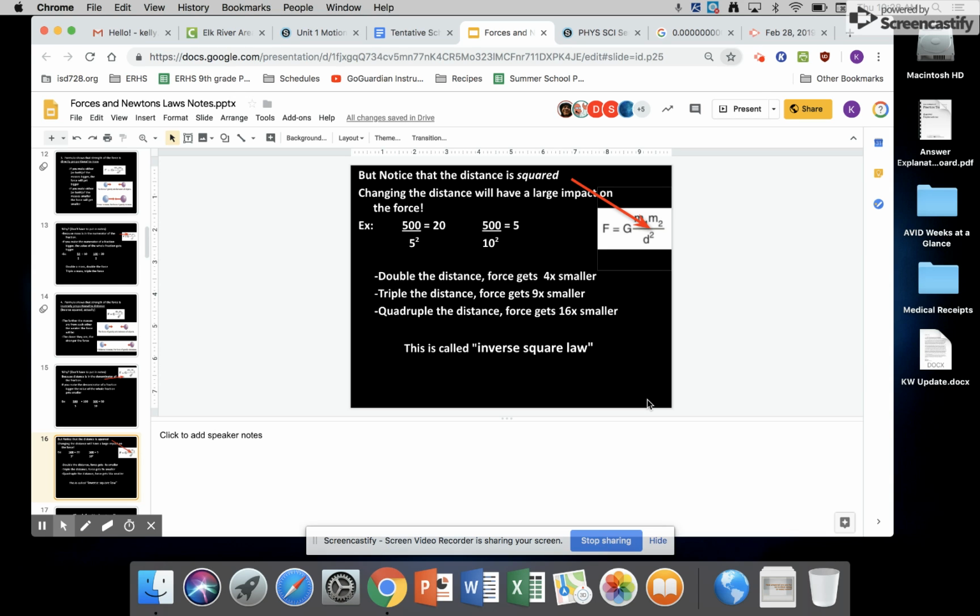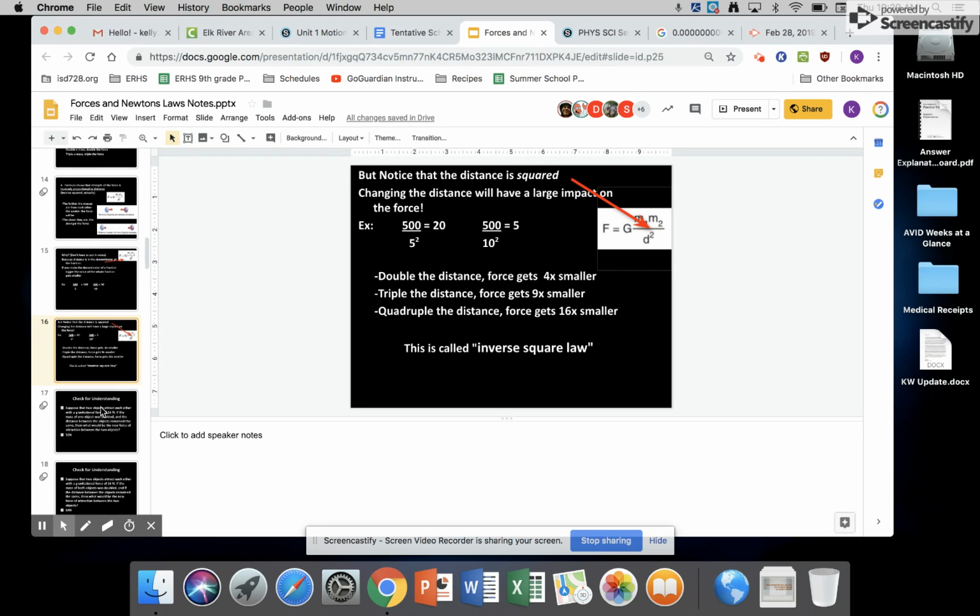So we left off on this slide going over the inverse square law and how changing the distance between two objects has a much larger impact on the force of gravity than changing the mass does, because of that goofy square. We went over the fact that when you double the distance, you get 4 times smaller gravitational pull. Tripling the distance gets 9 times smaller. Quadrupling the distance, 16 times smaller. We'll look at that in some actual examples here.